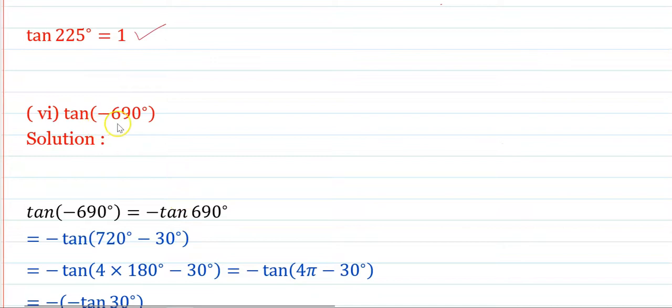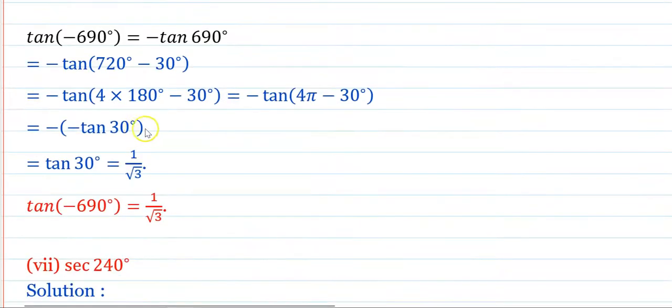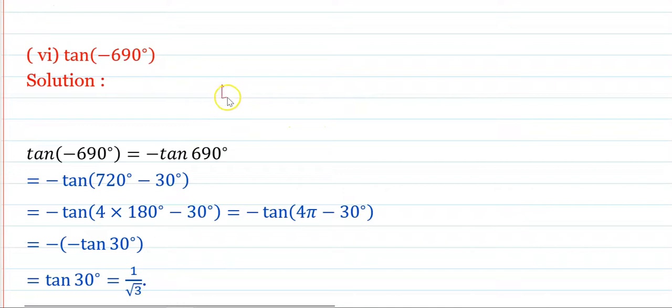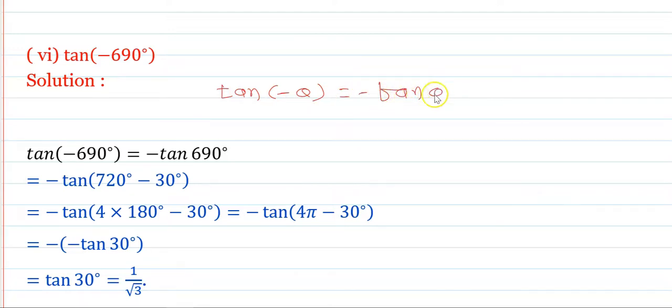Next, minus tan of 690. Now, there is an important formula. What about tan of minus theta? Tan of minus theta is equal to minus tan theta. हे पहिल्यांदा आपण असं करणार. Next, 690 can be written as 720 minus 30. 720 means what? 4 into 180. 4 into 180 minus 30 means what? 4 pi minus 30. Okay, 4 pi minus 30 means what? This is 2 pi and 4 pi minus 30. It is in the fourth quadrant. In the fourth quadrant, tan is negative.